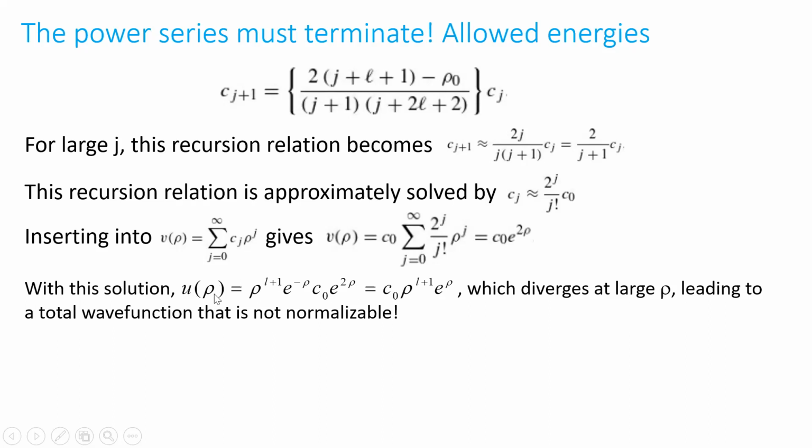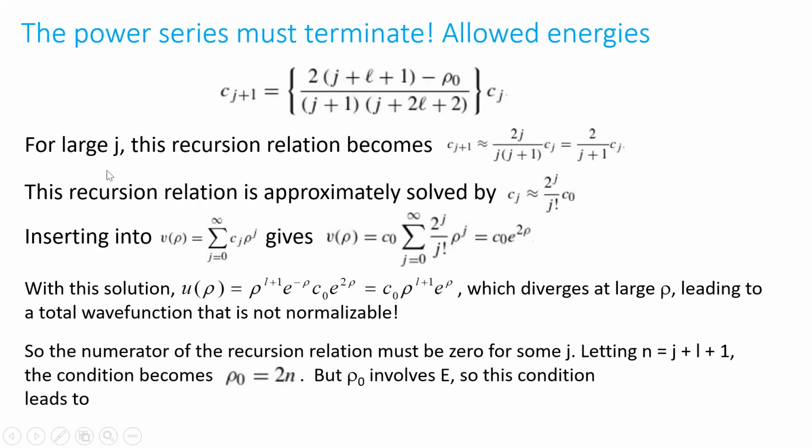So our u, which was the radial equation we started with, is very closely related to the R function. So anyway, the u would diverge at large rho, that is at large radii, because e to the rho will blow up as rho gets large. So that leads to a wave function that is not normalizable. So the only conclusion is, what we assumed was that we get to large J. So we must not get to large J. That means the power series must terminate.